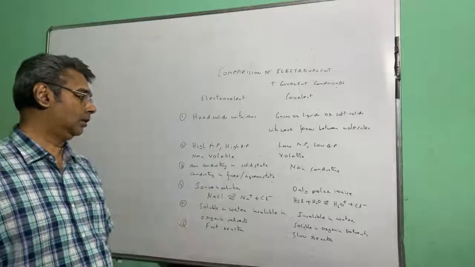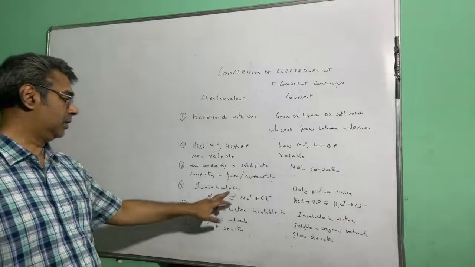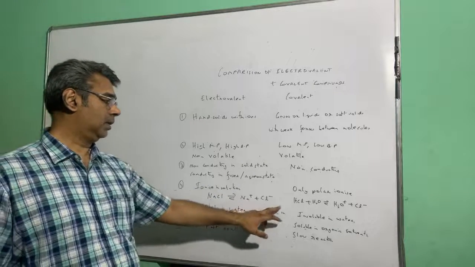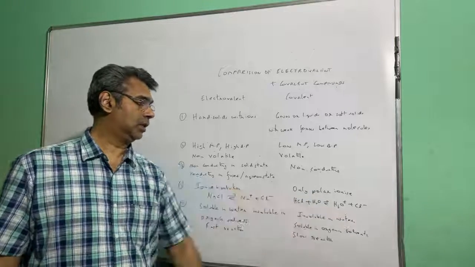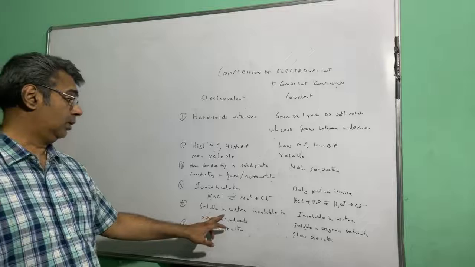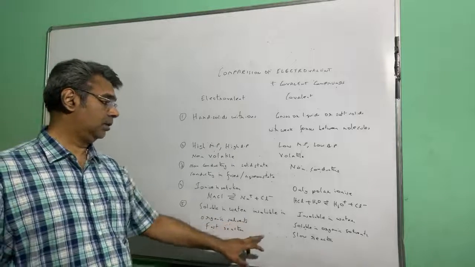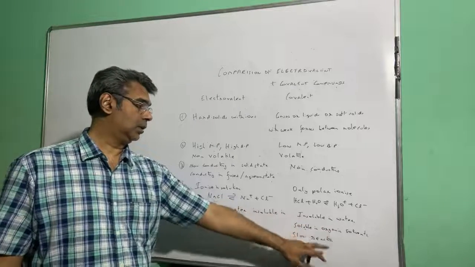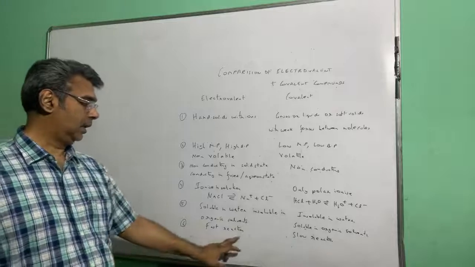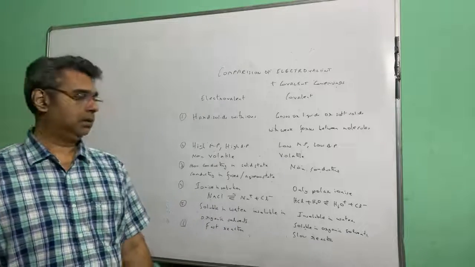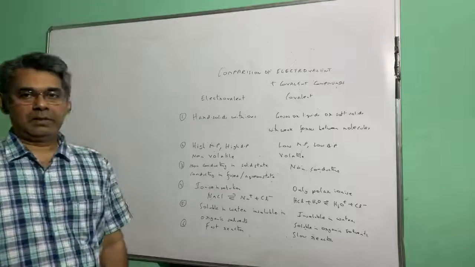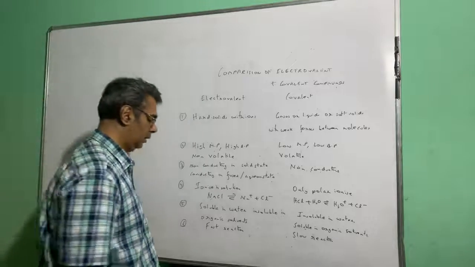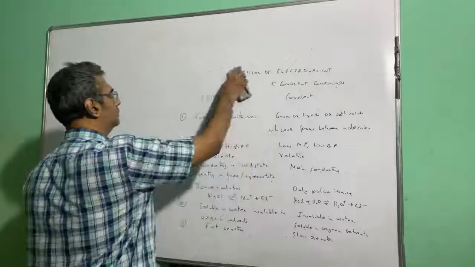Covalent compounds are non-conducting always. Electrovalent compounds ionize in solution, NaCl gives Na plus and Cl minus, but among covalent compounds only polar ones will ionize, HCl plus H2O gives H3O plus Cl minus. Electrovalent are soluble in water and insoluble in organic solvents. Covalent are insoluble in water, soluble in organic solvents. Electrovalent give a fast reaction, covalent give a slow reaction. So these are the comparison between electrovalent and covalent compounds.